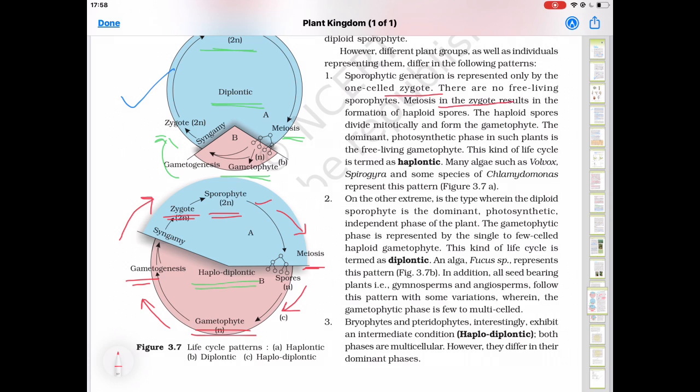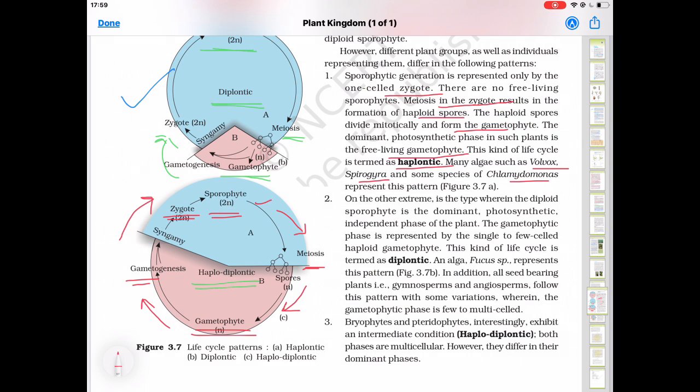Meiosis in the zygote results in the formation of haploid spores. The haploid spores divide mitotically and form gametophytes. By mitosis, they form gametes. The dominant photosynthetic phase in such plants is free-living gametophyte. Their main dominant phase is gametophytic. This kind of life cycle is termed as haplontic life cycle. Examples are Volvox, Spirogyra, and Chlamydomonas.